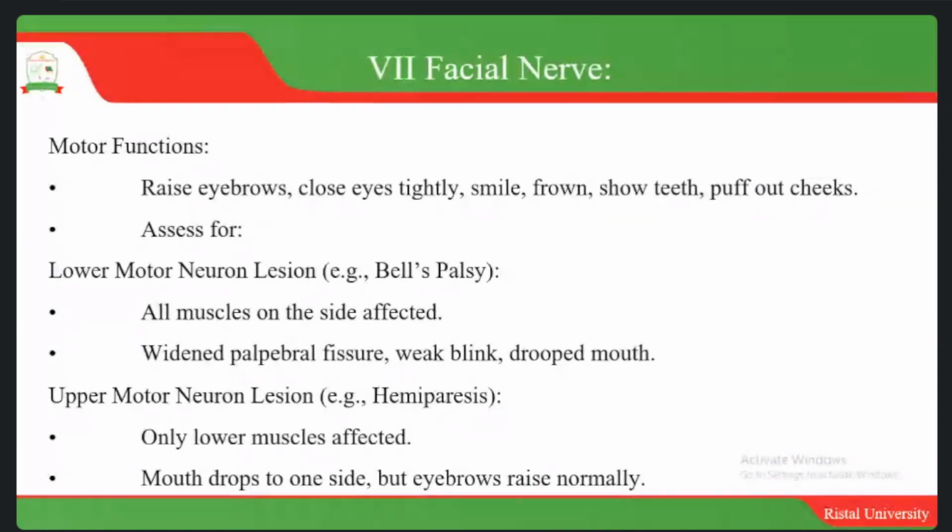Then the upper motor neuron lesion, compared to the lower motor. Now when you look at the upper motor neuron lesion, only the lower muscles are affected. The mouth drops to one side, but the eyebrows raise normally. The eyebrows can raise normally, but the mouth drops only to one side. So you realize there is a problem with the facial nerve, and it is more of a lesion in the upper motor neuron.